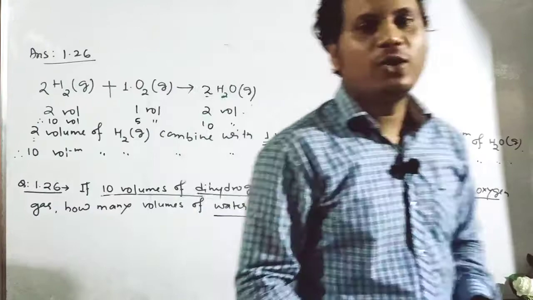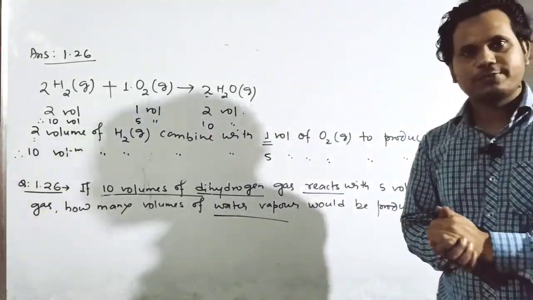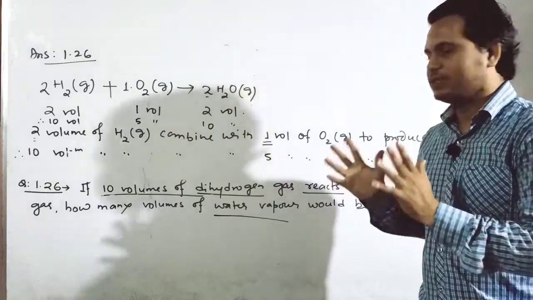So these are the laws of chemical combination. So we have got 5 laws. So this is finished.